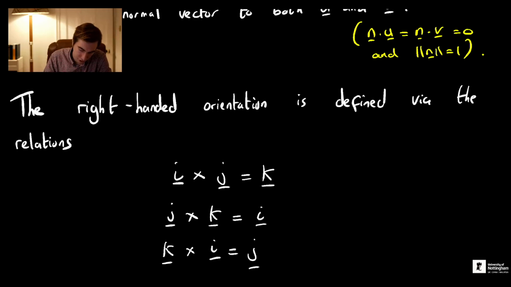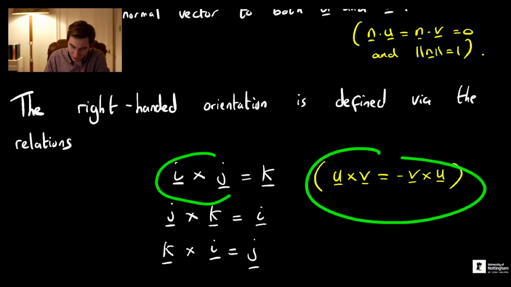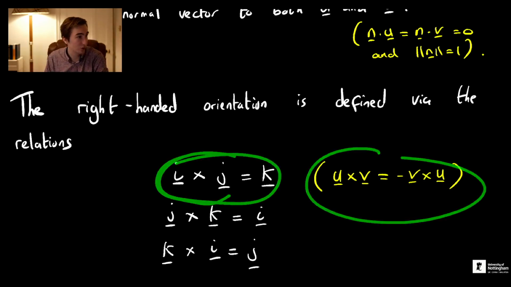It follows from our definition above, just using the change of sign factor in the cross product, that u cross v is clearly going to equal minus v cross u for all u and v in R3. So the other ones we can define using this relation here, and then we can simply flip these round at the cost of a minus sign.